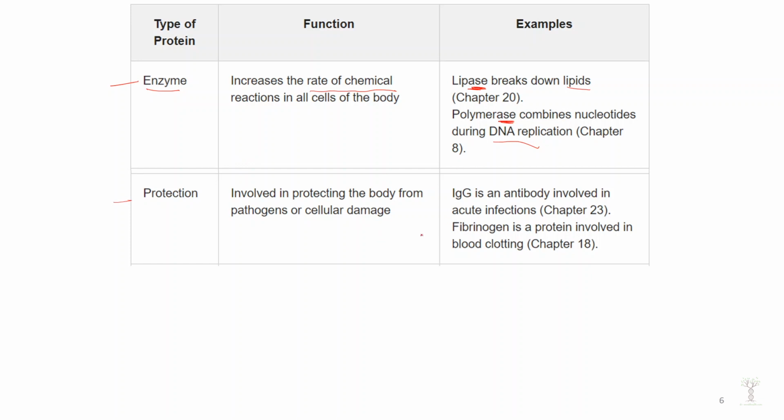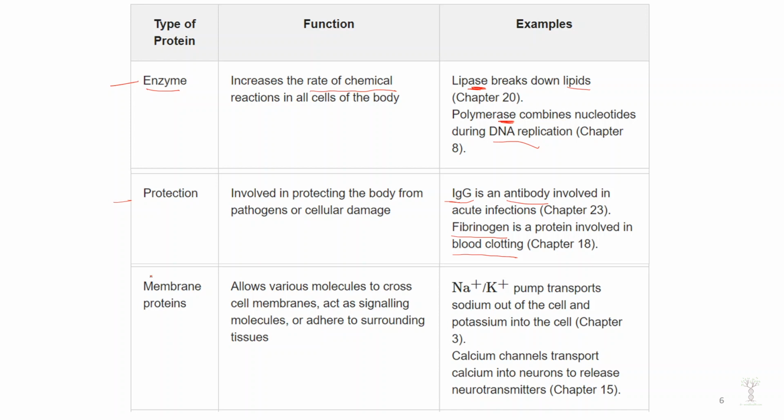Protection. Proteins that protect the body. So some examples would be immunoglobulins, which are antibodies. So whenever we have an infection, a bacteria or virus or fungal infection, our body will make immunoglobulins. They are produced from proteins. Fibrinogen is another protein, and this is important for blood clotting so that we don't bleed to death.